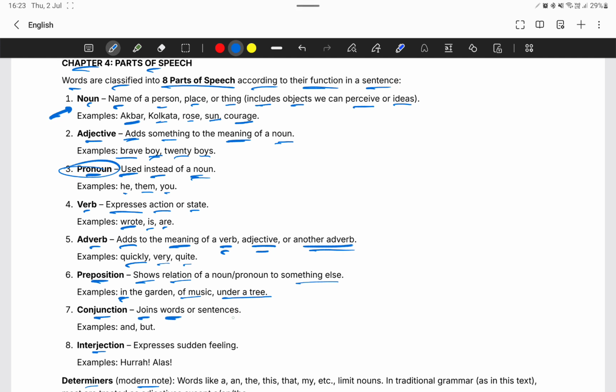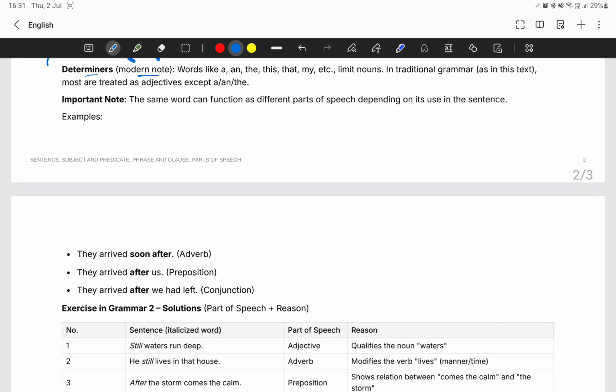Conjunction joins words or sentences, with the help of words like 'and' and 'but'. It just joins, that's it. That's conjunction. Interjection expresses sudden, strong feelings, like hurrah, alas, and so on. It uses an exclamation mark. Now, next we have a note for modern grammar.